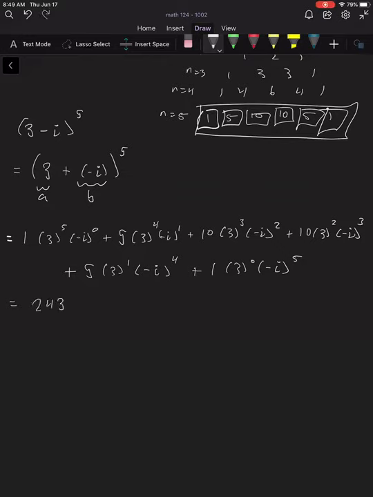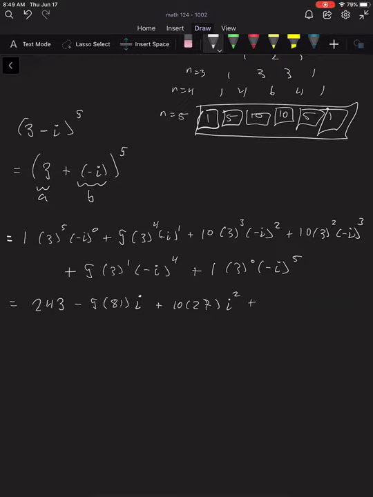And so now we have a minus i to the 1, so there's a minus sign. So right here, this is going to be minus 5 times 3 to the 4, which is 81. And then we have an i. Plus, we have a 10 and 3 to the 3, so 10 times 27. There's a minus sign squared, so the minus sign goes away. And then we have i squared, which we know is minus 1, but we'll do that in the next step.